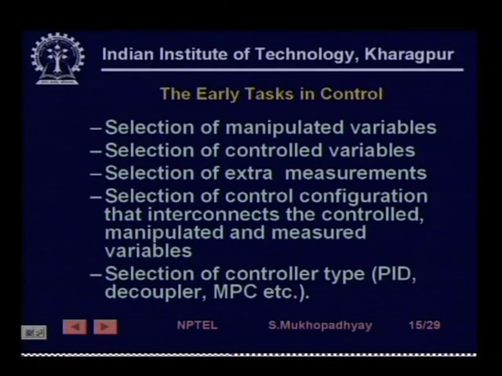And selection of controller types, whether you are going to use a set of single loop controllers, or whether you are going to use multivariable controllers, or a set of single variable controllers with a decoupler. All these choices need to be made, and only after that will come the question of the control loop design, which we pay so much attention to. So, that comes at a much later stage. This is something I wanted to mention.